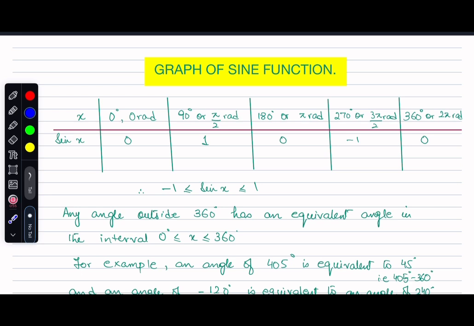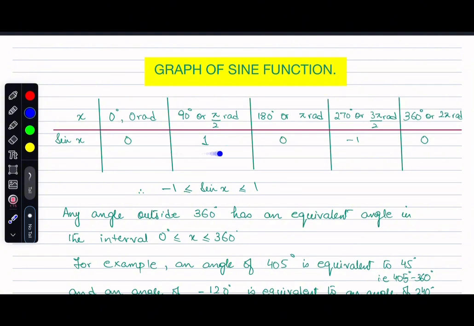And on these axes, we know that sine of 0 is 0, sine of 90 is 1, sine of pi by 2 is also 1, sine of 180 or pi is 0, sine of 270 or 3 pi by 2 is negative 1, and sine of 360 or 2 pi is 0 here.